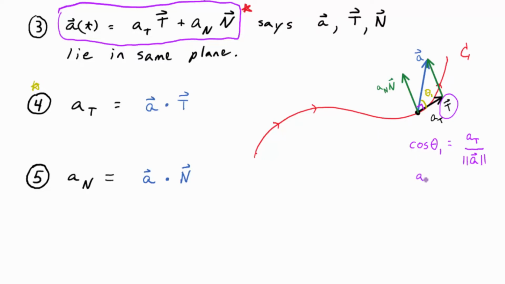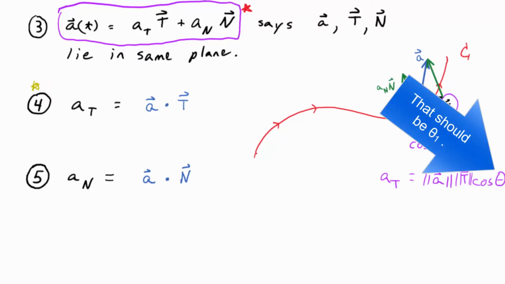Now, when you solve for a sub t, what do you get? Magnitude a, leave a little space, times cosine theta 1. Yeah? Can't you just throw in a magnitude of t? Because it has length 1. Everybody buy that? Let me make that a little bit bigger. It's hard to see. So that's supposed to be magnitude a times magnitude t times cosine of theta. Isn't that another name for a dot t? Yeah, so that's it. That's all there is to it.